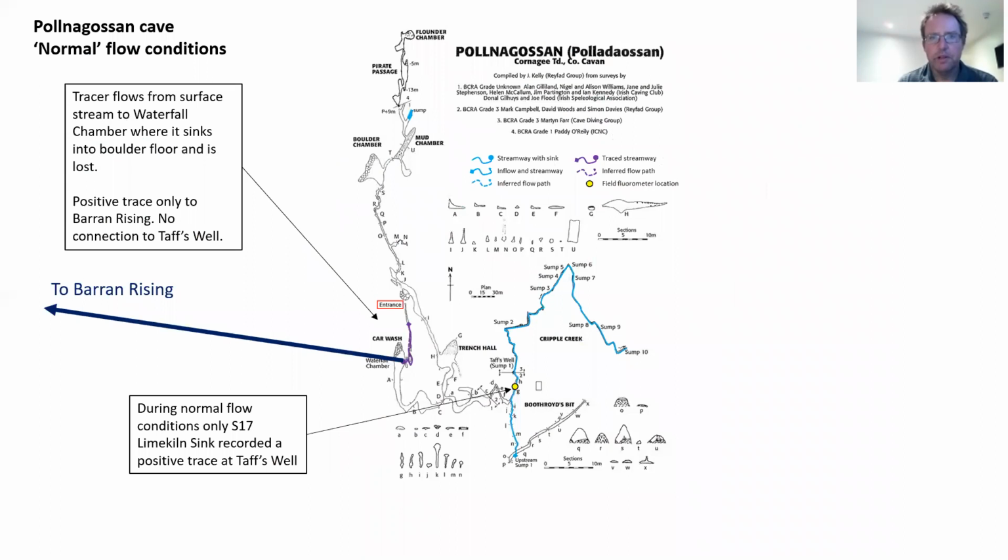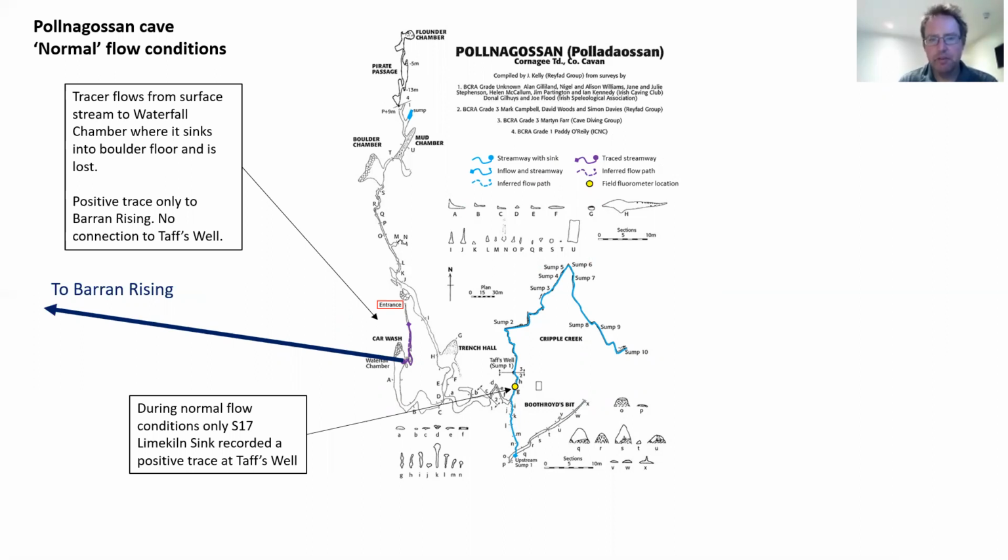If we look at Polnegossan Cave, it's a cave of 2.5 kilometers in length, and it has a stream that sinks into the entrance. Now, this stream has been proven to drain to Barron Rising, which is the main spring in the Rue catchment. So we know this is the source of at least part of the water that comes out of that spring that feeds into the Rue.